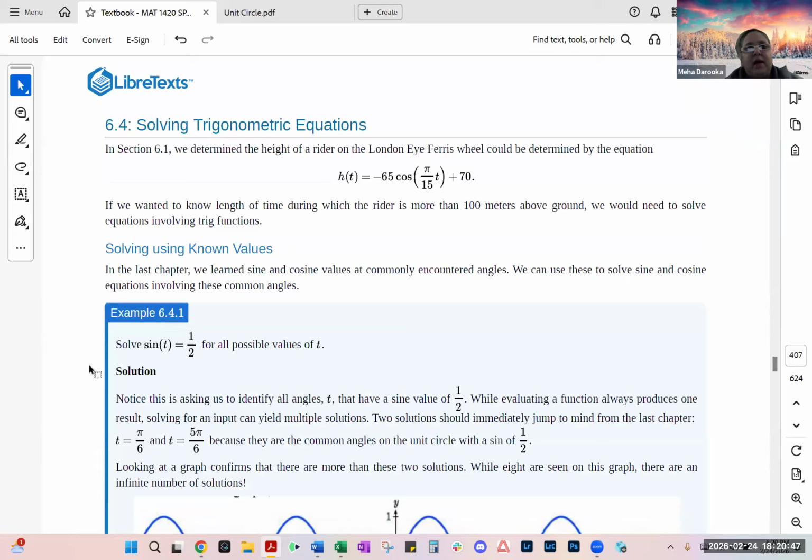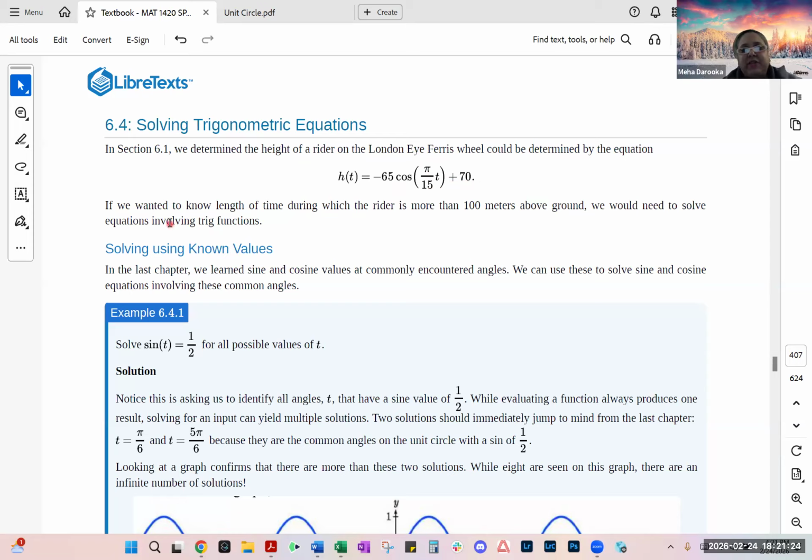If you remember, we started out this chapter talking about the London Eye and how we could figure out what the height of the rider would be. We went through that process once we talked about the amplitude, the midline, and the shift. We were then able to come up with an equation for the height of the rider on the London Eye Ferris wheel. And this was the equation we came up with: negative 65 cosine of pi over 15t plus 70.